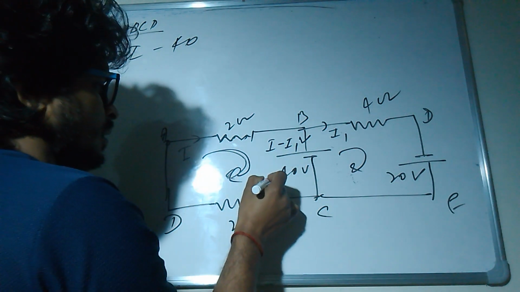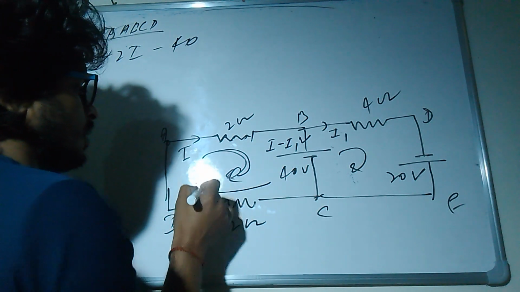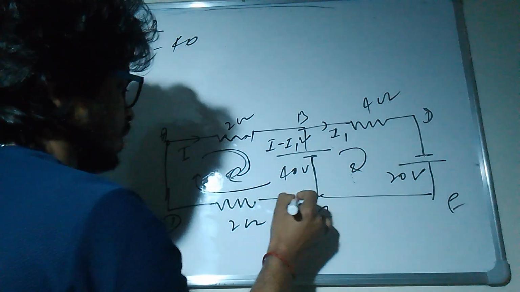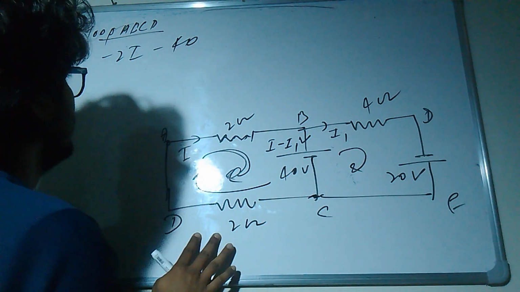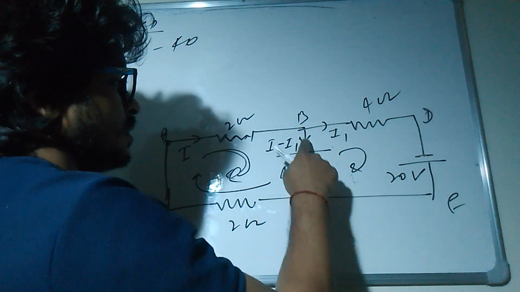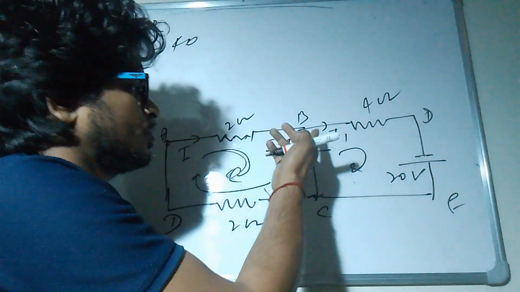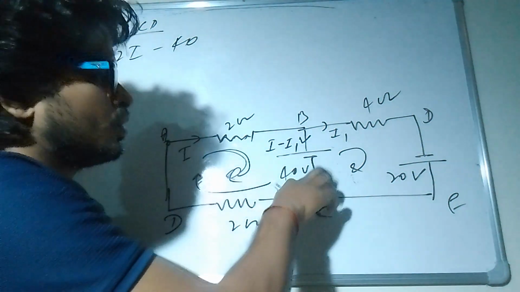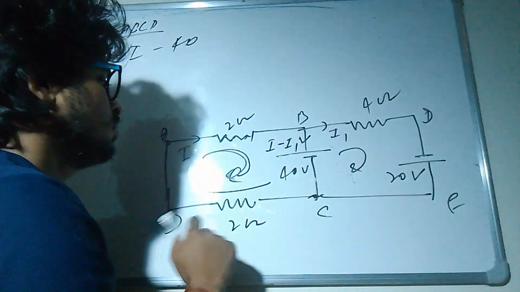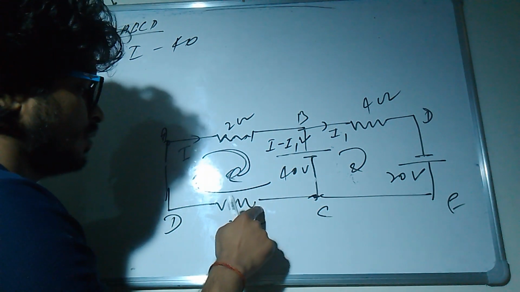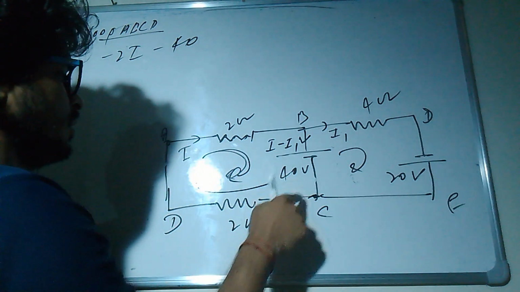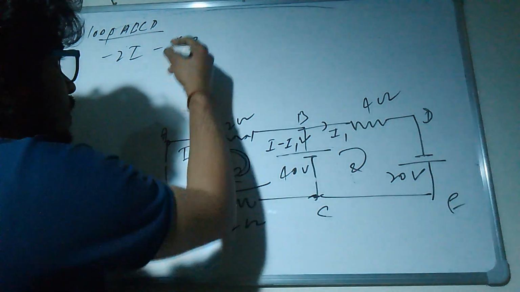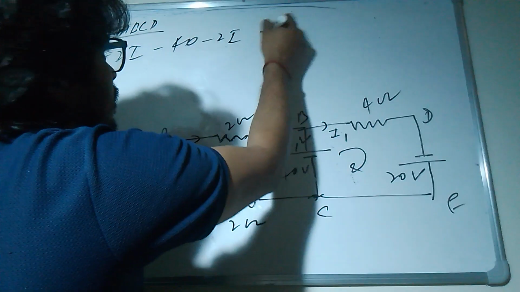So what is the current here? I current only, yes or no? In this branch, from this point to this point, only I current will be there, yes or no? And here there are no resistors, so no use of I minus I1. That's why this term is not coming over here. If there were a resistor over here, you would have to take this current here. I am assuming this current is coming here, so 2I. In the direction of current we are going, so we write minus of 2I equal to 0.